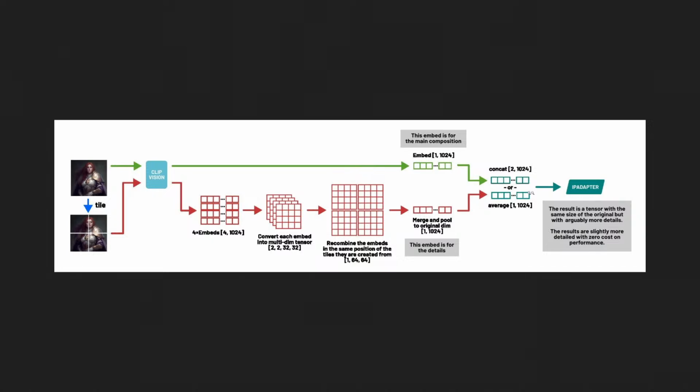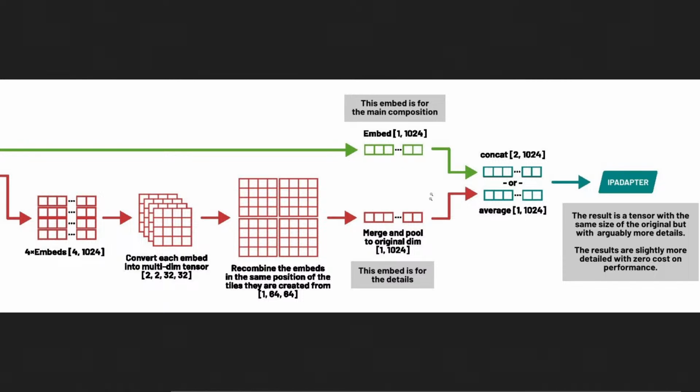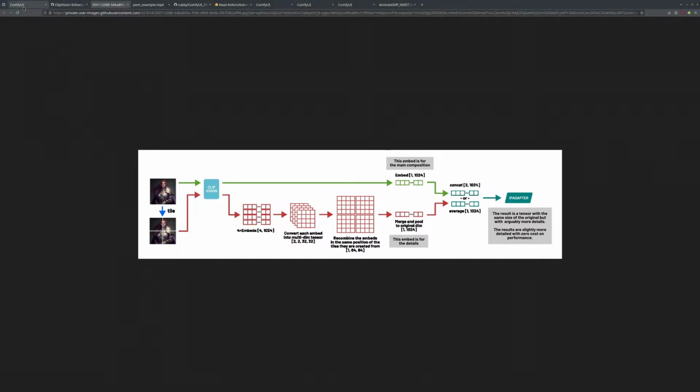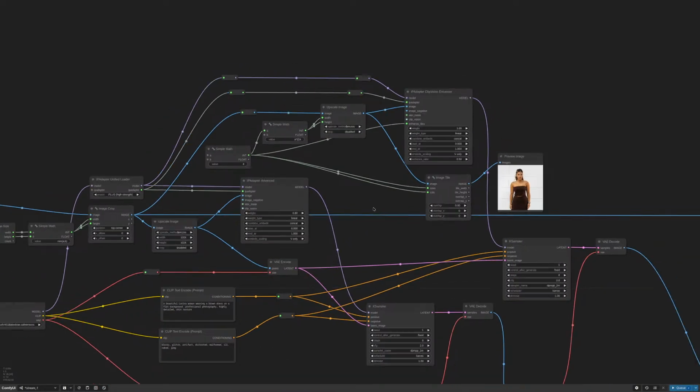One last important thing is that these two final embeds, the one for the composition and the one for the details, can be either concatenated, so I can send them one after the other to the IPAdapter, and so the whole information is kept intact. Or I can average these two embeds. The first, concatenation, is like sending two images together. The average is like taking two images, averaging the result, and then sending all to the IPAdapter. I'm telling you this because now we are going to see how to do these two things. It's an option that you have, and so it's important to understand what is going on.